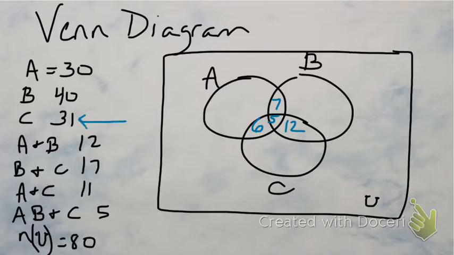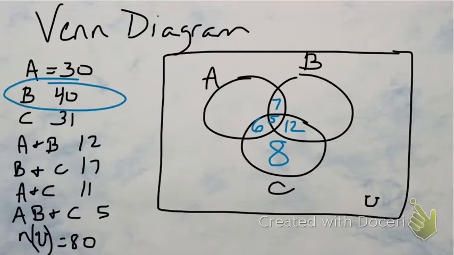Moving right along. In set C, we have 31. However, we've already counted 12, 5, and 6, and we can't do that again. So to find out how many lie right here, what we're going to do is subtract 31, take away 6, take away 5, take away 12. What difference? It's going to be 8. We find that there are 8 people lying in C who don't also lie in A or B.